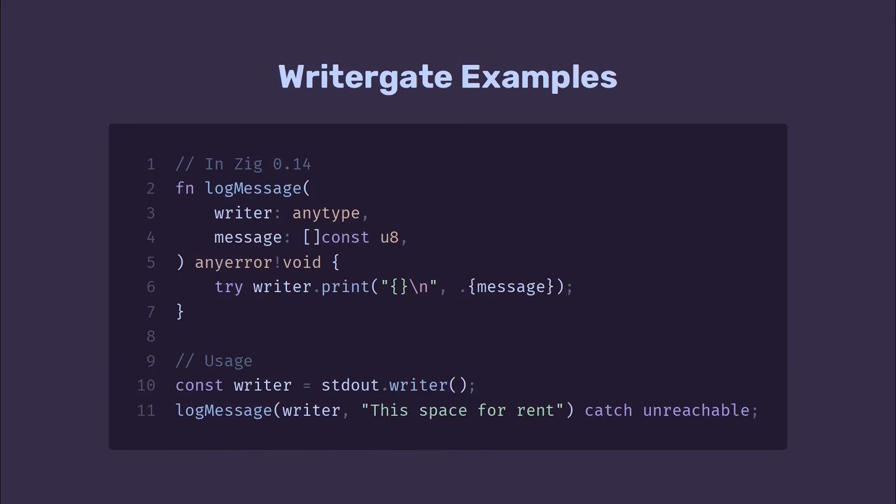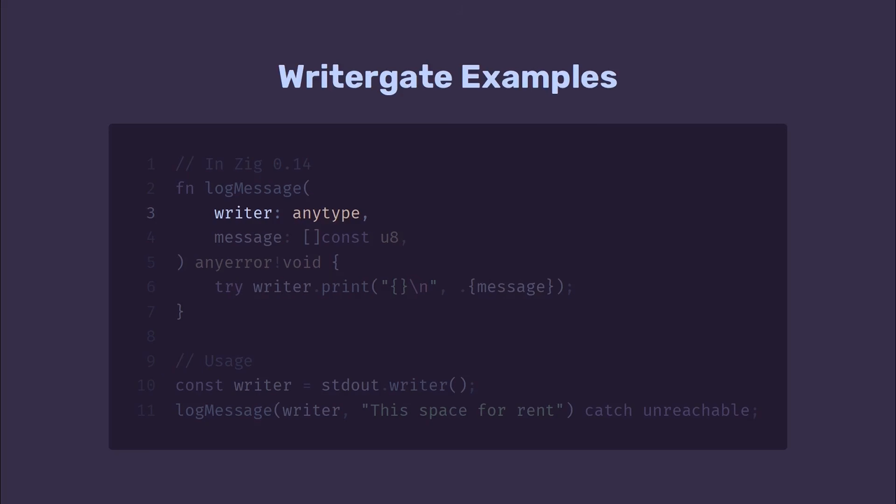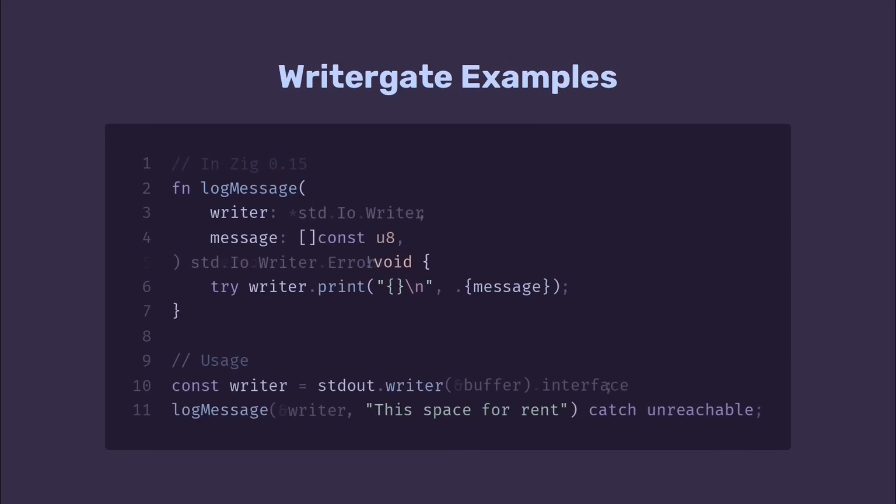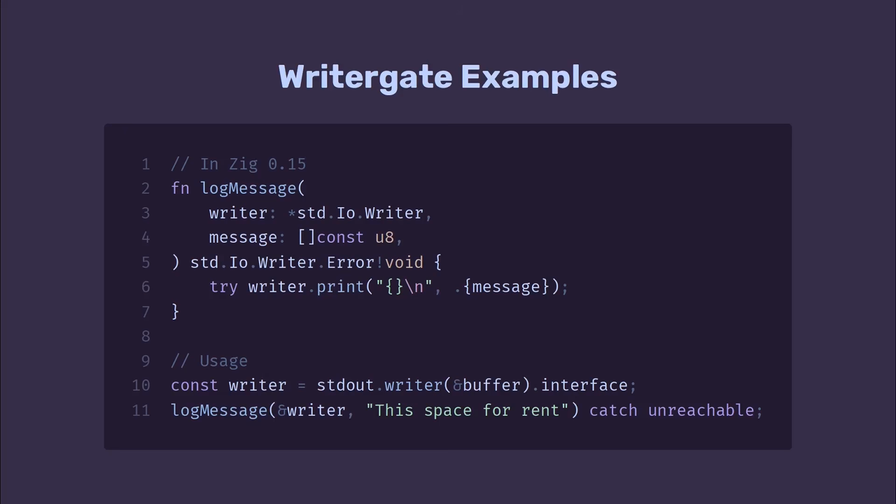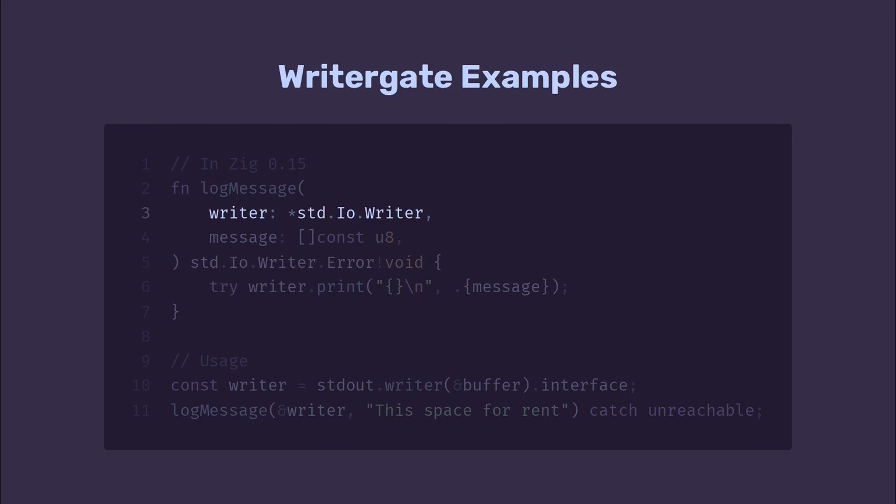Here we have a function using the writer interface to send some bytes. Before 0.15, we had to use the generic type. A common solution was just to anytype it. And we had to use the imprecise anyerror in the result too. In 0.15, the writer interface is non-generic, and we can now specify the concrete type std.Io.Writer and the concrete error set std.Io.Writer.Error.